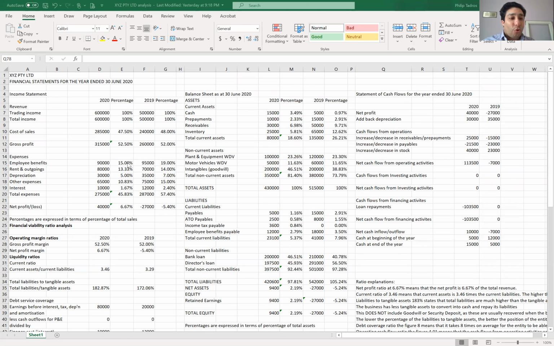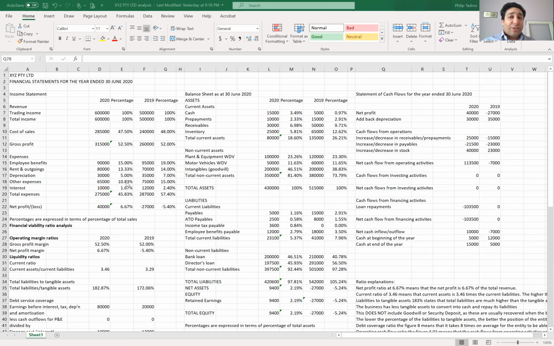And then we come to all the other expenses, the line items: employee benefits, rent and outgoings, depreciation, other expenses, and interest. These are all expressed as a percentage of the total income, or the total trading income. And then we come down to the net profit, which also is a percentage of the trading income.